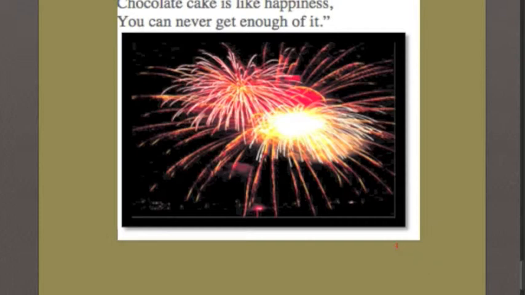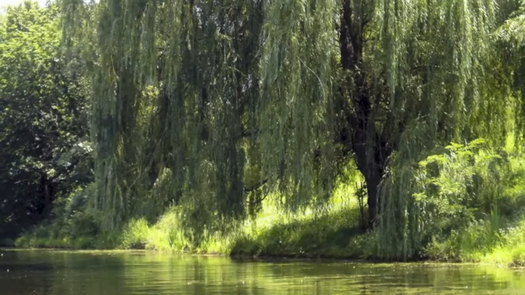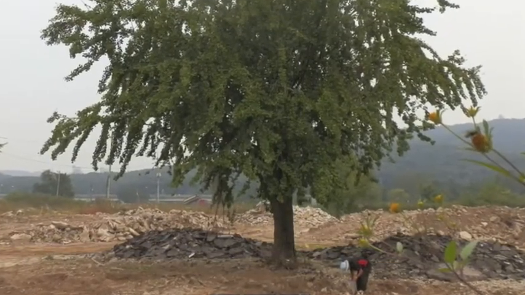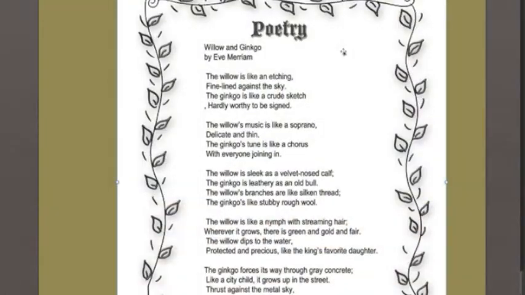In the next slide, we're going to look at a poem by Eve Merriam, and we will discover her feelings, her thoughts about the ginkgo and the willow trees. This is the willow tree. This is the ginkgo tree.